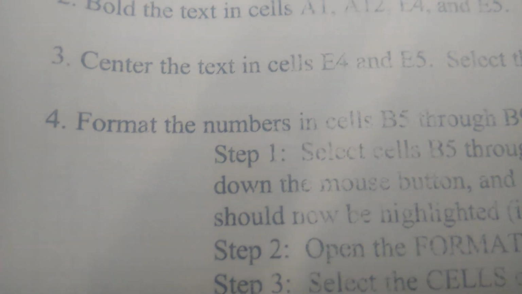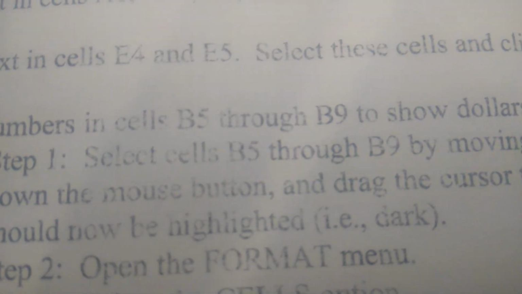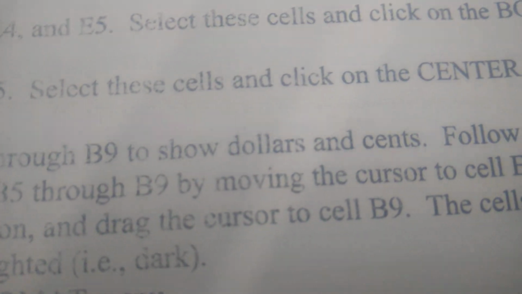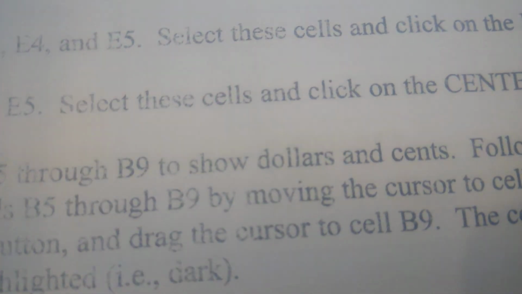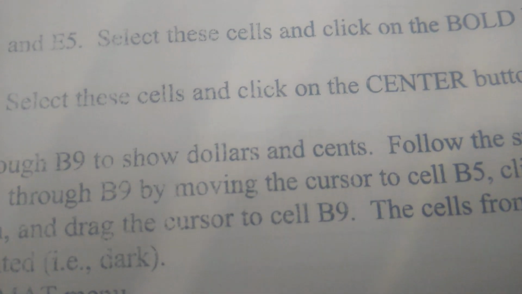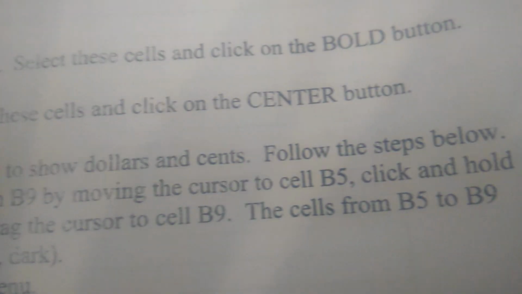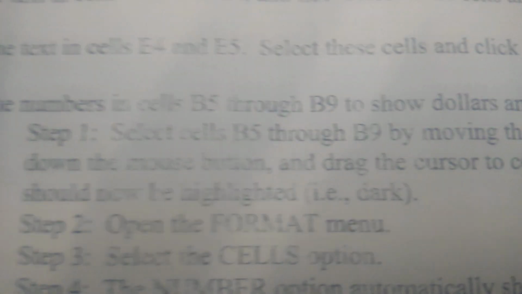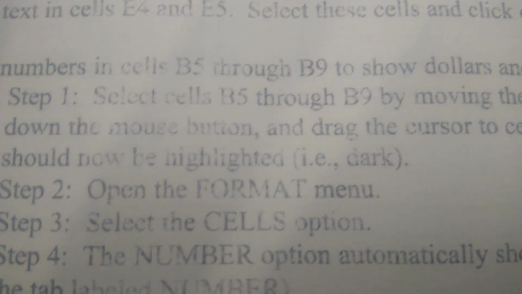And then number 4, format the numbers in cells B5 through B9 to show dollars. Yes, dollar sign and cents. So you're going to format the cells so that the value which is going to be input here is going to be in the form of dollars and cents. If you click on the cell and then select, you'll be seeing the steps. I'm not going to tell all of them right now. Follow the steps below for this particular action to be performed.